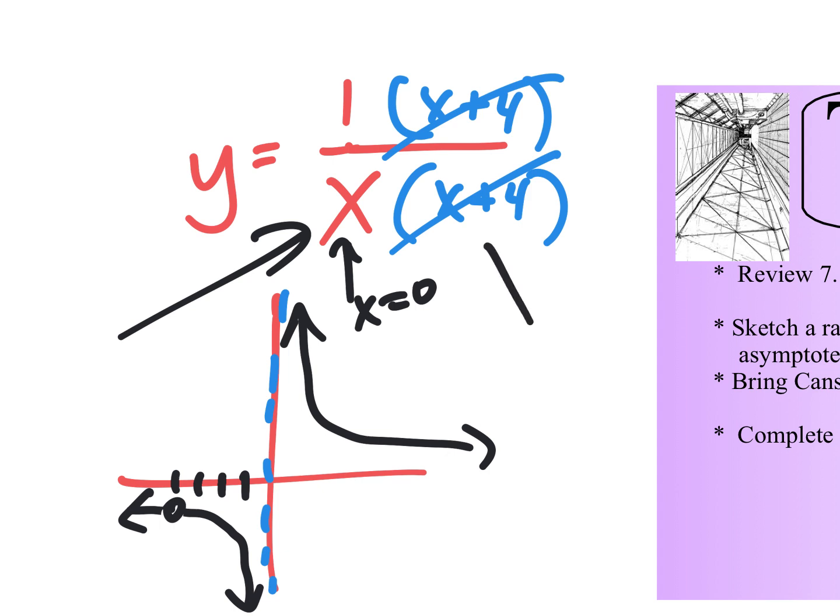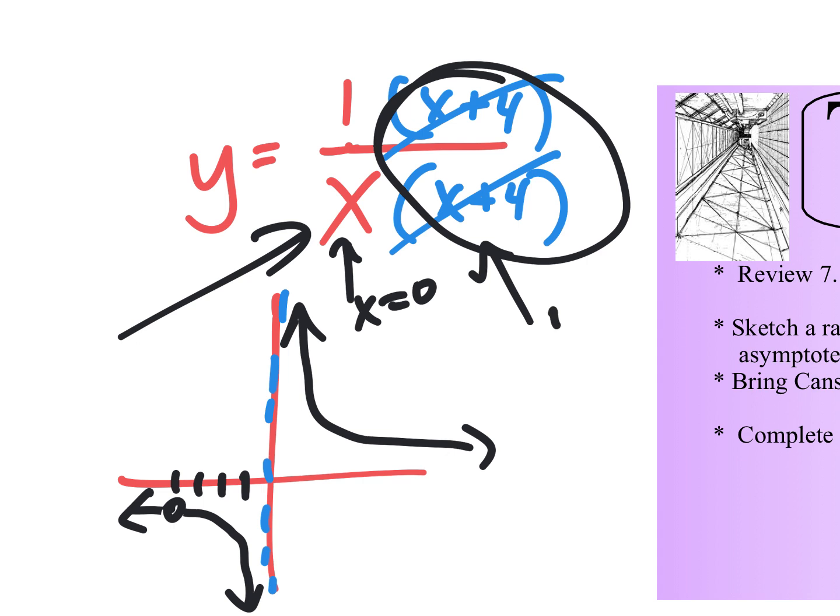But -4 also makes the bottom 0. So why isn't that an asymptote? Because if it has a chance to be an asymptote or a hole, if it's got this, it's even more complicated. That's a hole, not an asymptote, because you can't be both. Okay, so this one gave us a vertical, sorry, it gave us a hole.